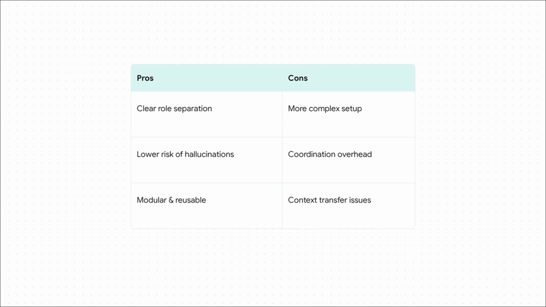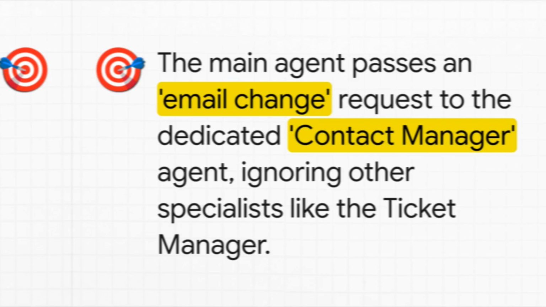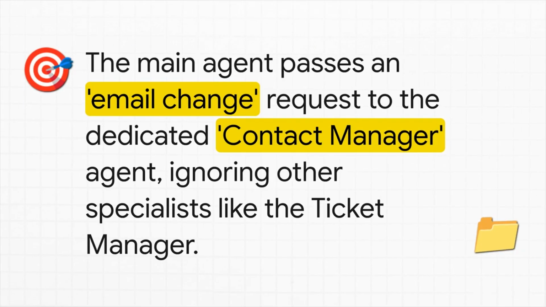So let's take that same change my email request. This time, the main orchestrator gets it. It sees the word email and instantly knows this isn't for the ticket manager, this is for the contact manager. It smartly routes the job to that one specialist. See how much more controlled and intelligent that is? No guesswork involved.